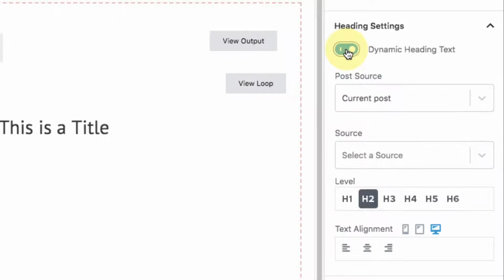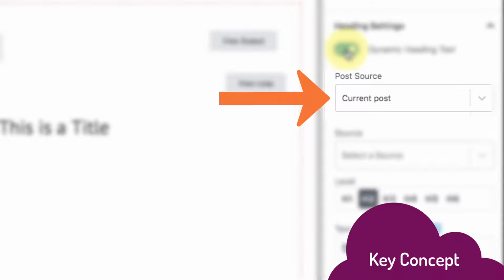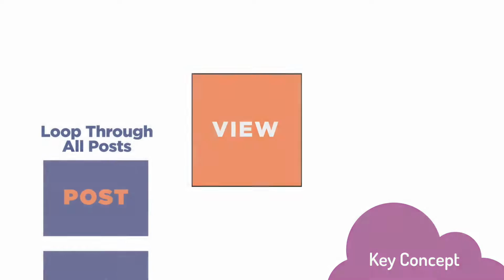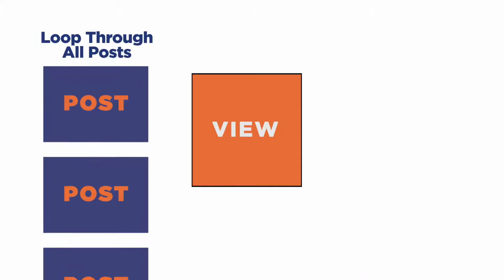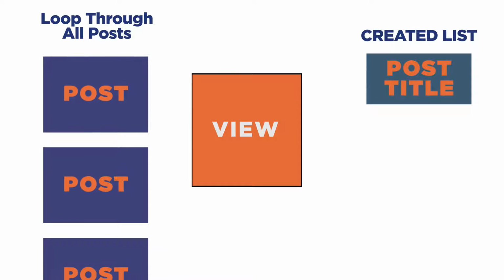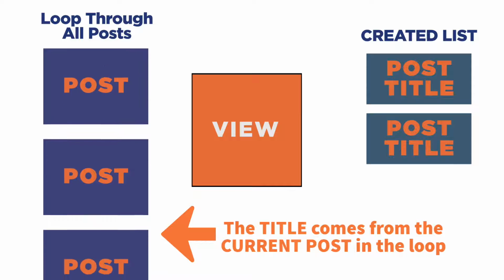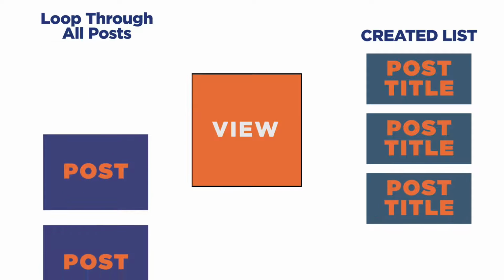Some contextual options will appear. We're going to keep the post source as current post. Now, I know that can be confusing, because you might be thinking that the entire page we're on is the current source, but it's not. We're creating a loop that pulls in various gym posts. So it's going to get the title from the current post in the loop. That's the actual source.